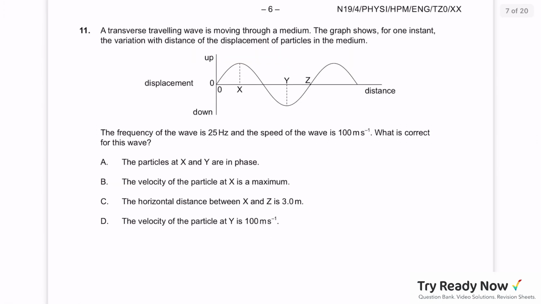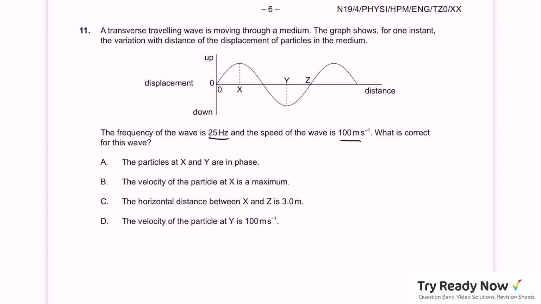So in question 11, we're presented with a transverse traveling wave, and we have a distance displacement diagram shown here. We're given information about the frequency of the wave to be 25 kilohertz and the speed of the wave to be 100 meters per second.